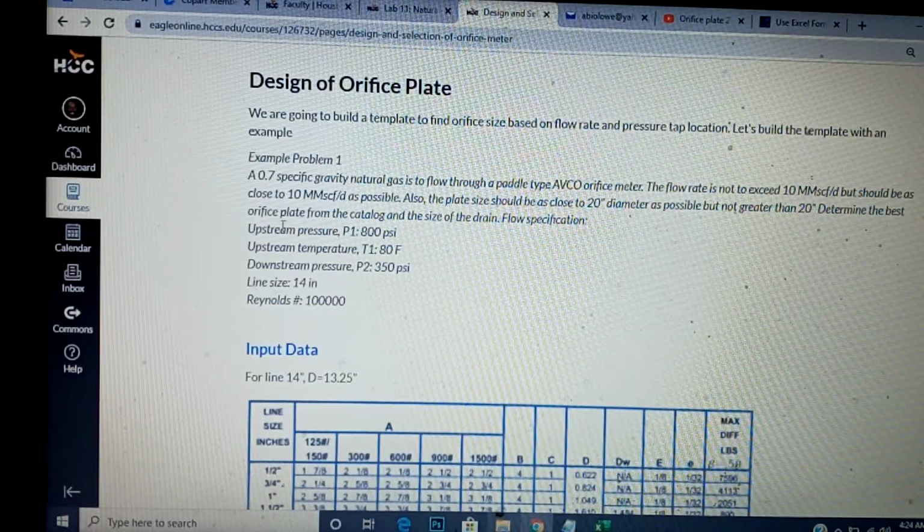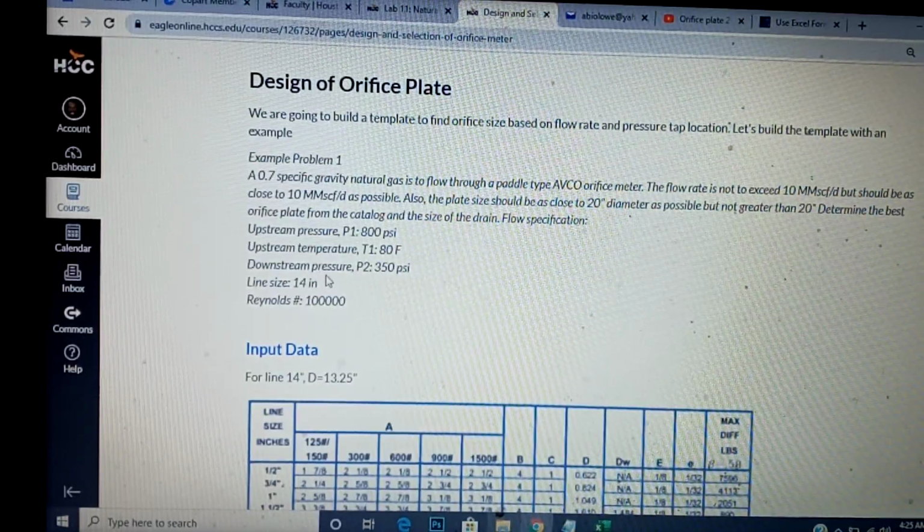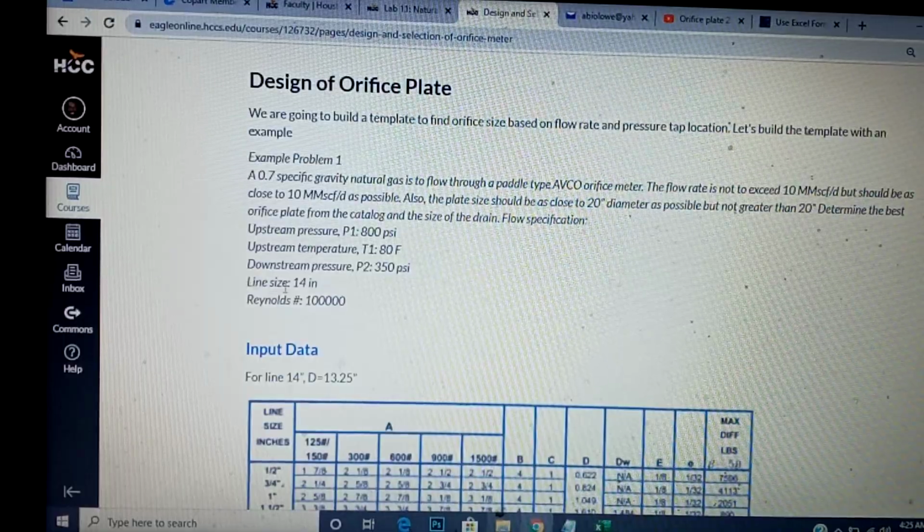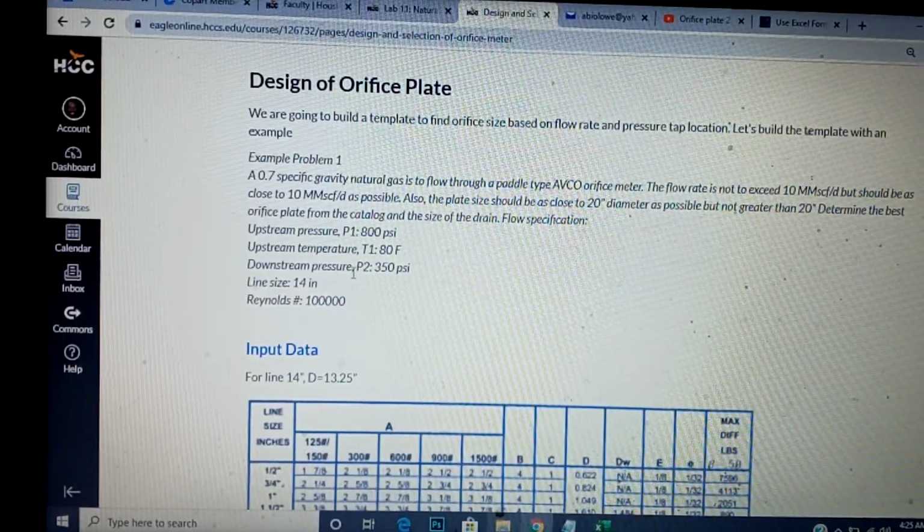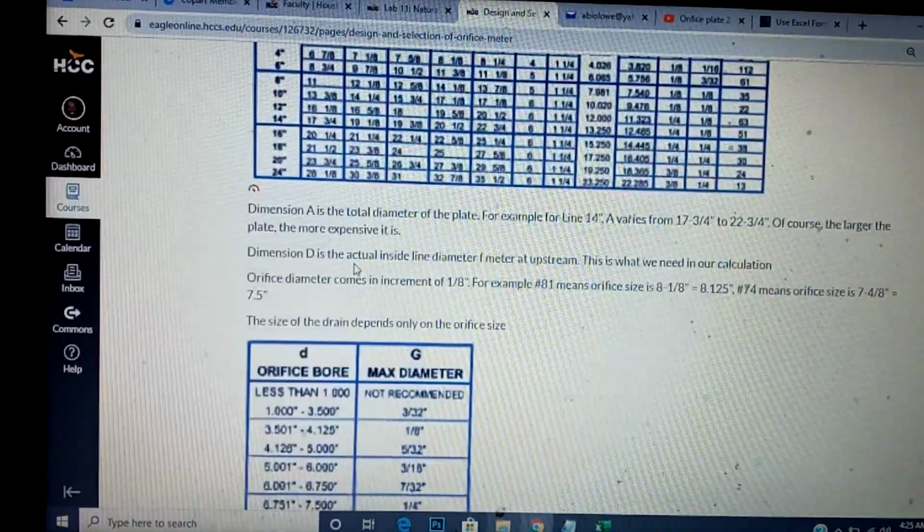Then the upstream pressure is 800, upstream temperature is 80, downstream pressure is 350 psi. Now I want to choose an orifice plate line size 14. Now that's the company's, so we have to look at the company's catalog on what is line size 14. What do I need to know from there? So let's go to the catalog.